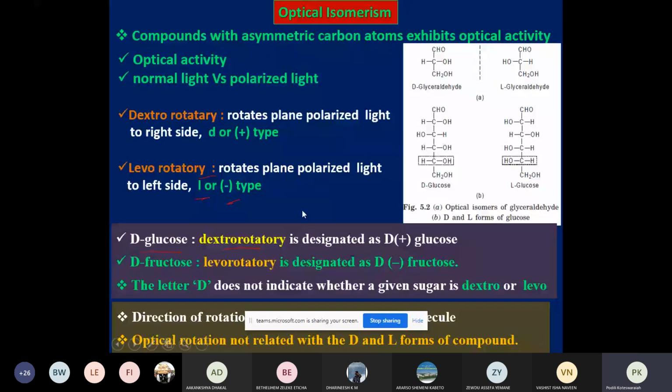So that means the capital D doesn't say anything about whether a sugar is dextro or levo. Capital D indicates the configuration of the sugar at the bottom stereocenter. You can also see here that if the hydroxyl group is on the right side, then it is known as D, and if the hydroxyl group is on the left, then it is known as L.